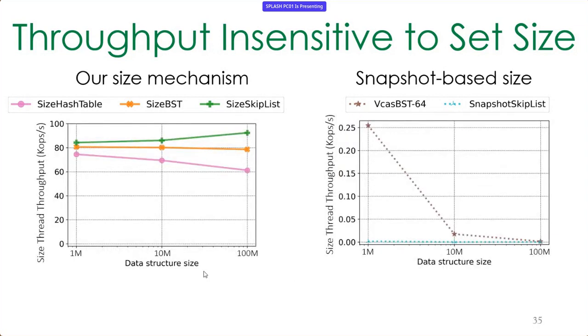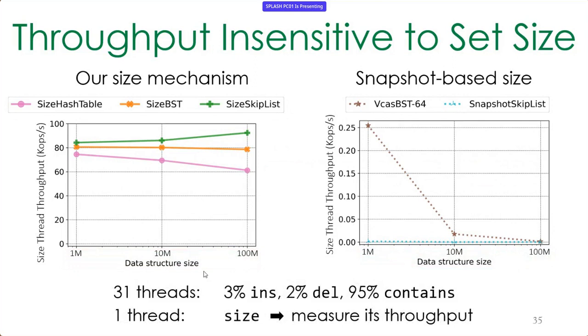All right, so the first measurement I'd like to show is this one, in which we altered the size of the data structure, and we wanted to check how this affects the performance of the size method. So we initially inserted this number of elements to the data structure, and then we let 32 threads run concurrently for 5 seconds. 31 threads ran insertions, deletions, and contains in this distribution, and 1 thread repeatedly called the size operation. And we counted how many times it executed size per second. So the throughput of this size thread is what you can see in the graphs.